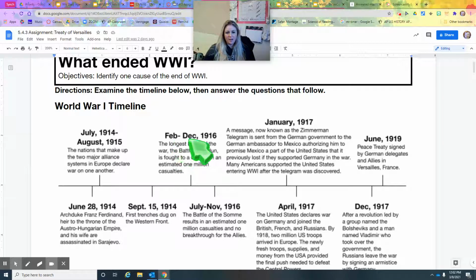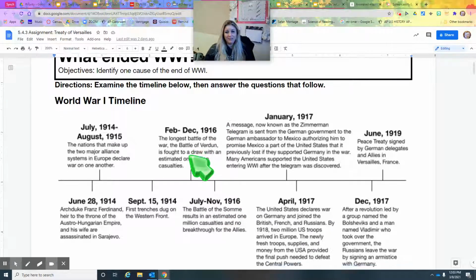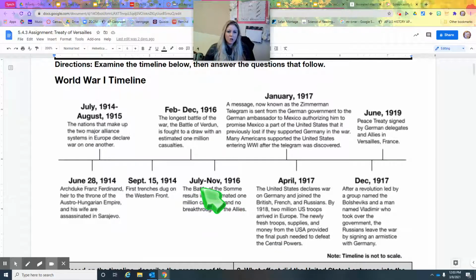By the end of 1916, the longest battle of the war, the Battle of Verdun, is fought to a draw with an estimated 1 million casualties for both sides. So the longest battle lasted almost a year, February to December of 1916, and it ended up in a draw, so nobody won, and there's over 1 million casualties. A million people dead or wounded. That's insane.